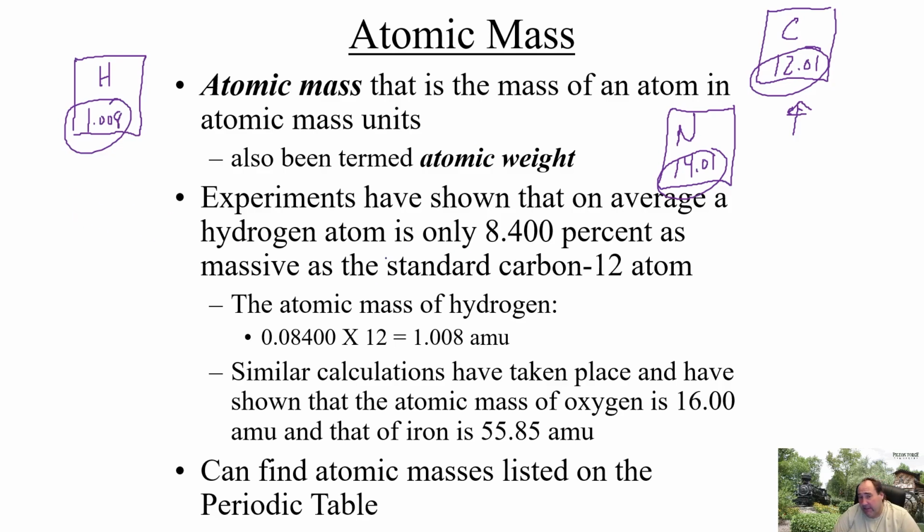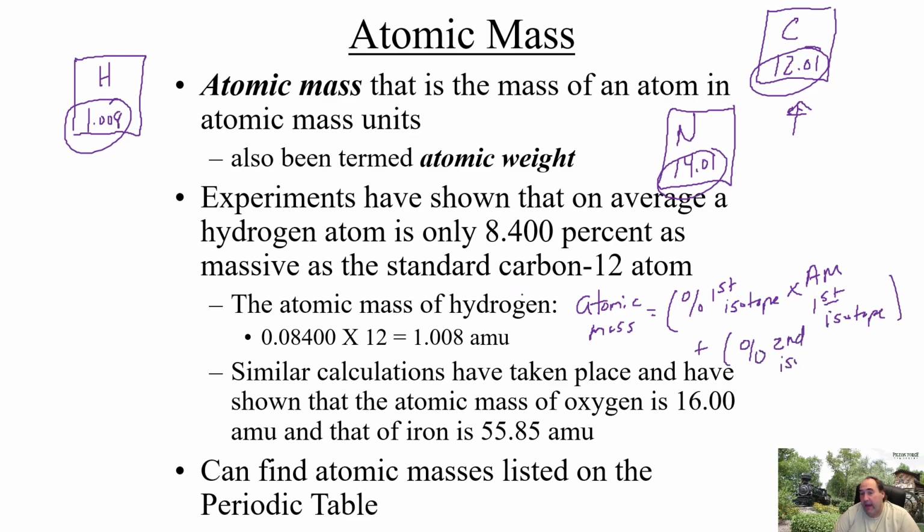Remember, we talked about the calculation to calculate atomic mass. And just a quick review of that. The atomic mass is basically the percentage of that first isotope times the atomic mass of the first isotope. And then we would add that to the percentage of, say, the second isotope that we have, times the atomic mass of the second isotope. And we would basically just continue that pattern. And that's essentially how we get these numbers that we see on the periodic table.